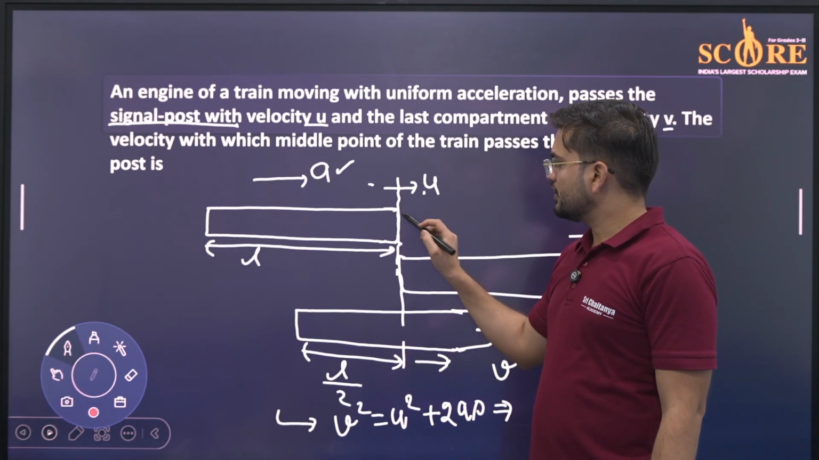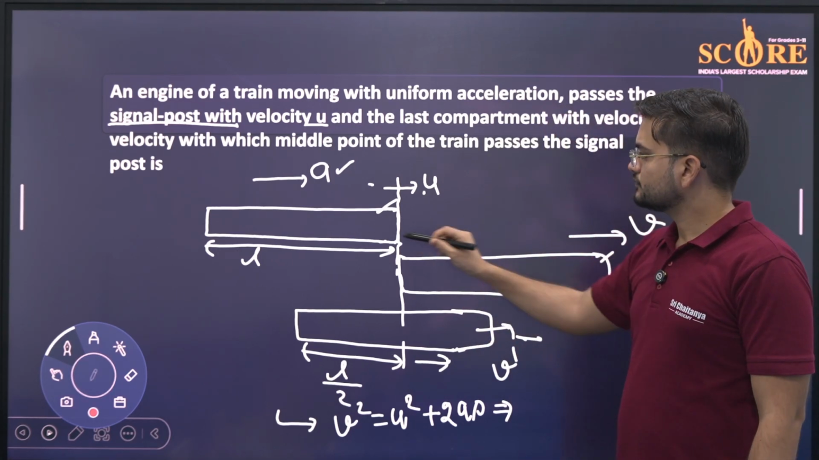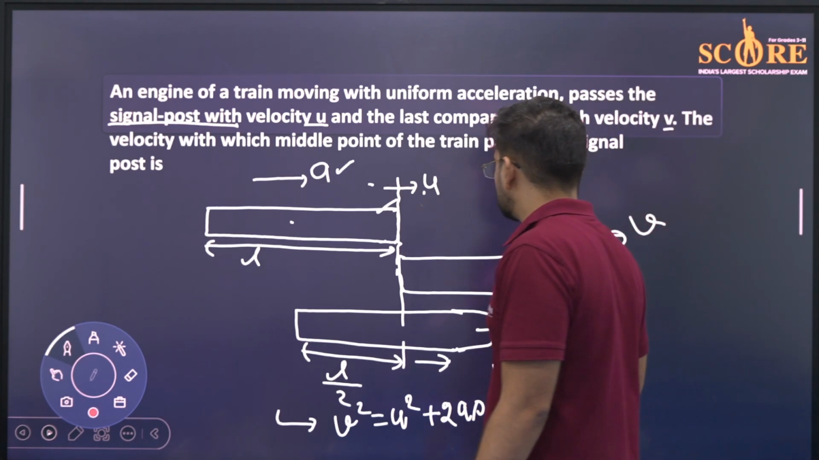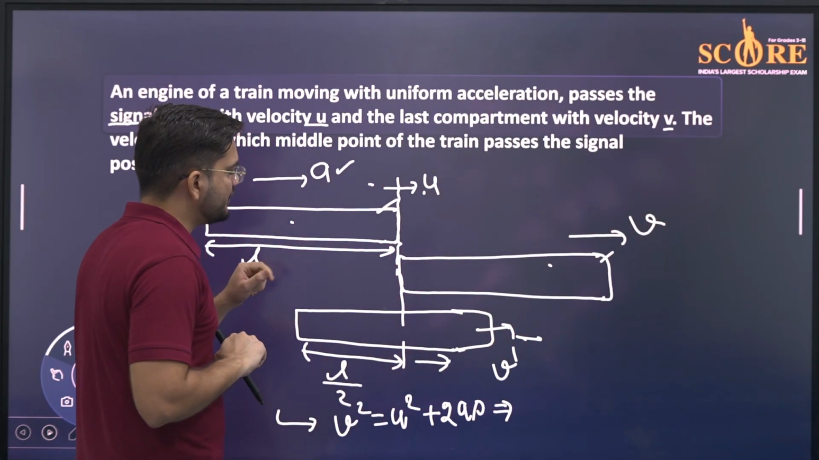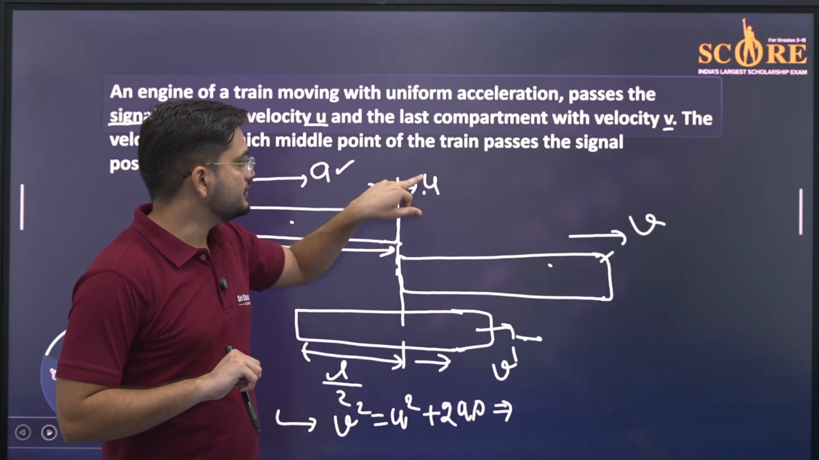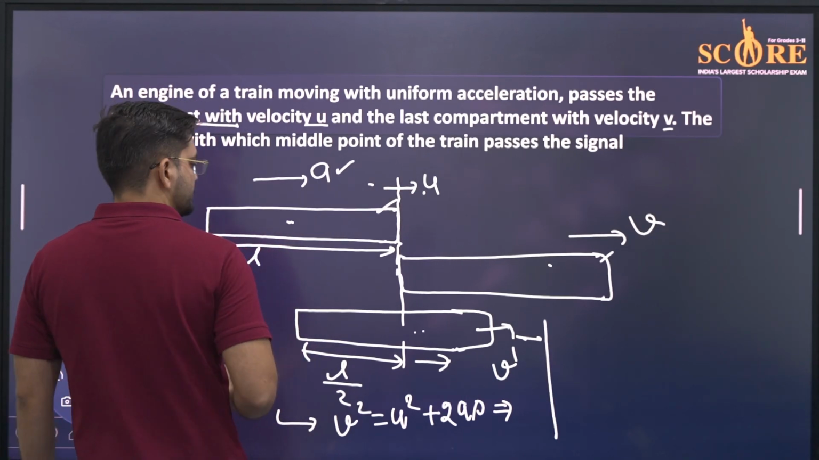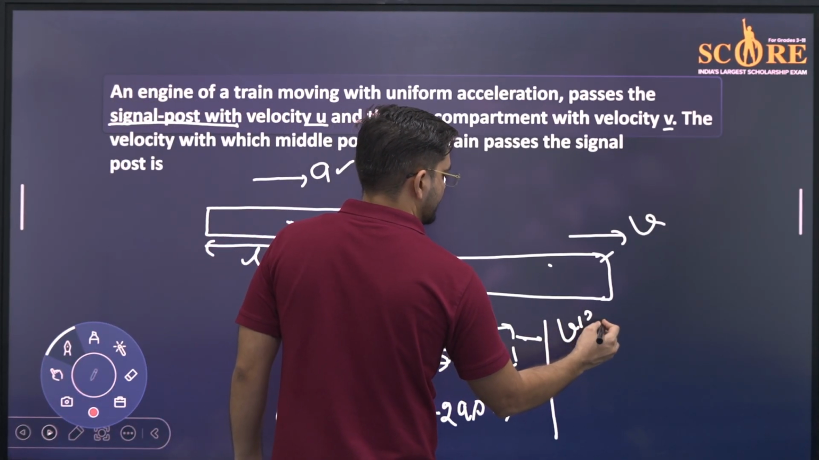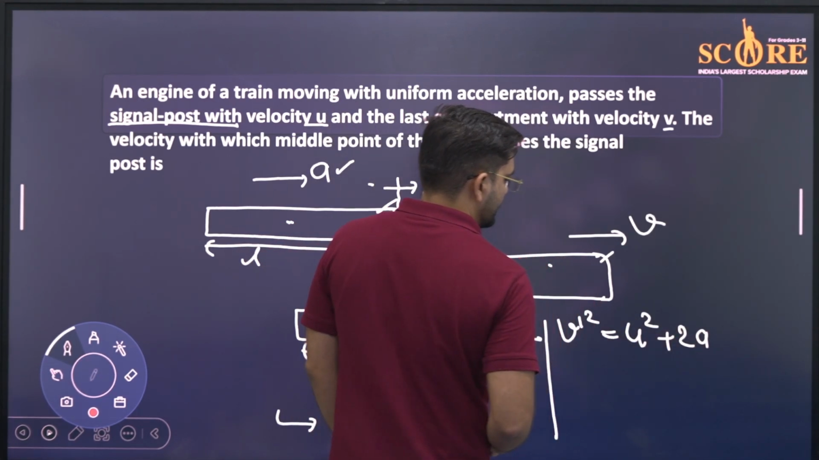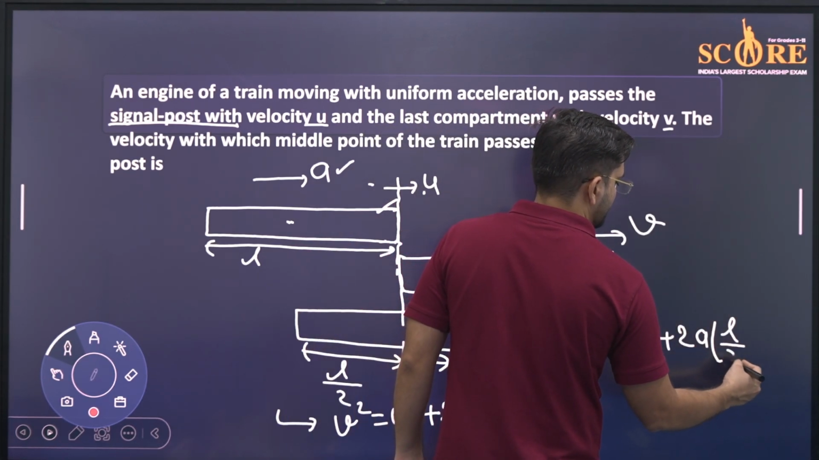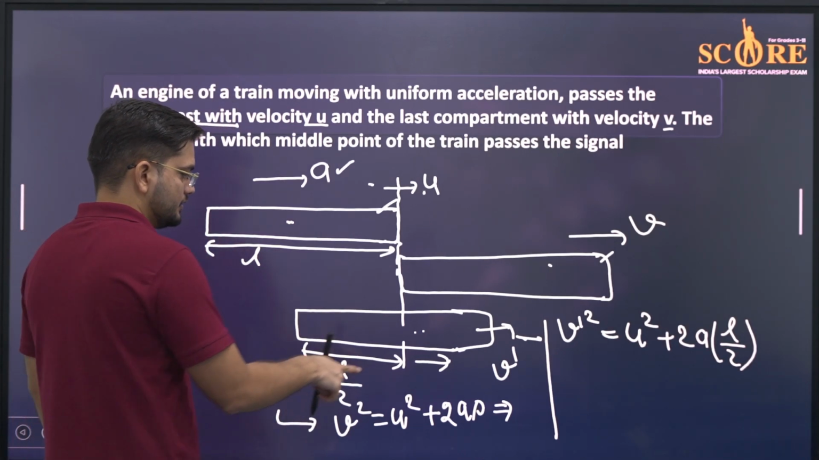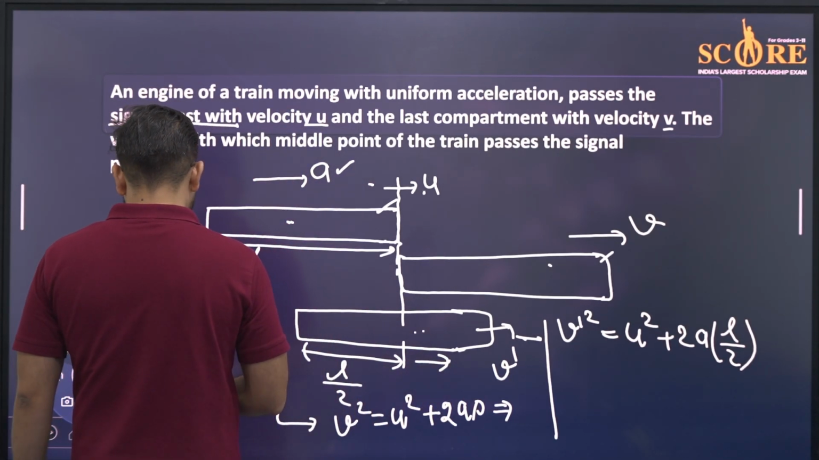If we use this formula for this motion, considering the initial position and this final position, the displacement will be L by 2, final velocity will be v dash, initial velocity u. We can write the equation: v dash square equals u square plus 2a times L by 2. Clear?